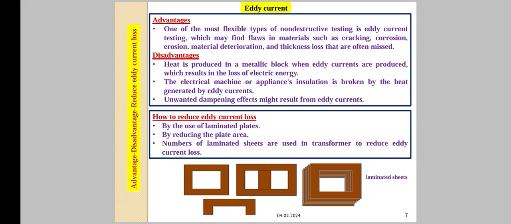So from this video, we can understand what eddy currents are, what Faraday's law is, and what the right hand grip rule is, and by using the right hand grip rule, we can find out the direction of the current and the direction of the magnetic field.